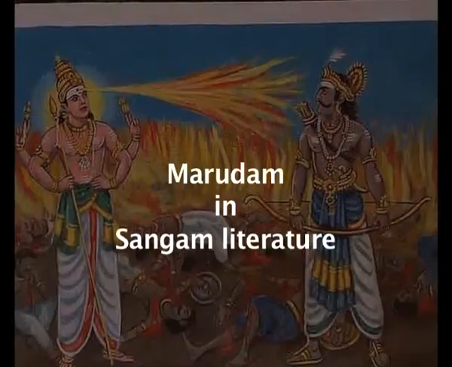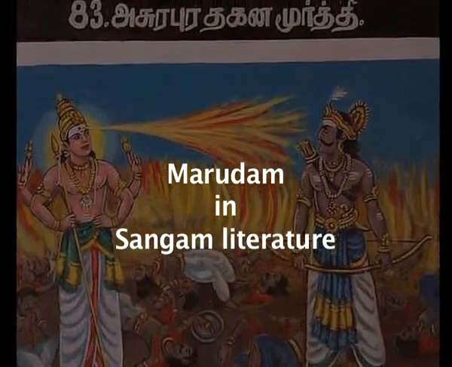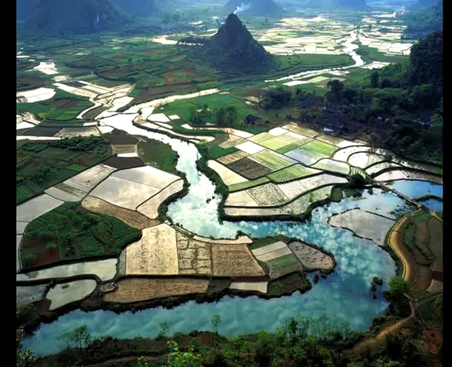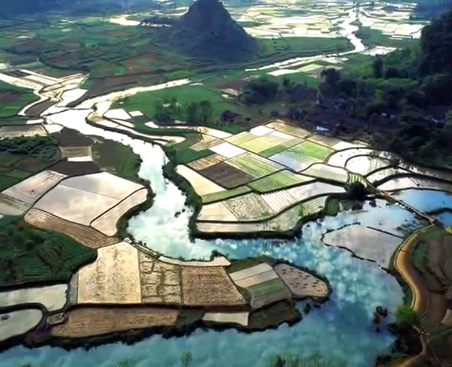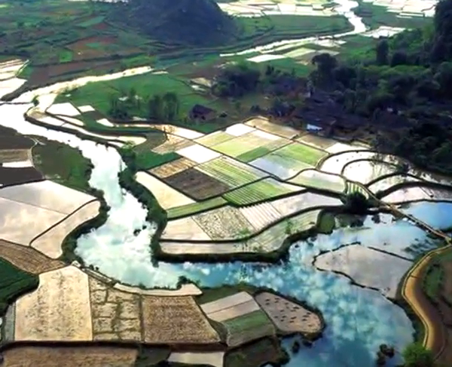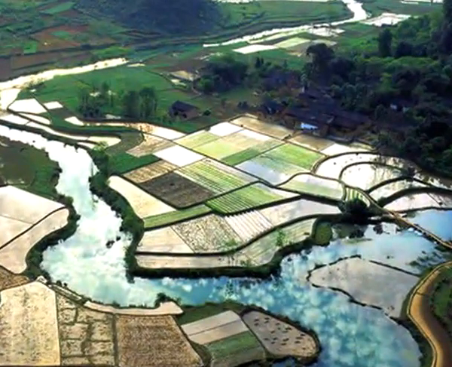The areas in the deep south called Marudam in the Sangam literature were located in fertile river valleys and ideally suitable for paddy cultivation. So agricultural activities were spreading in a nearly all-India context.